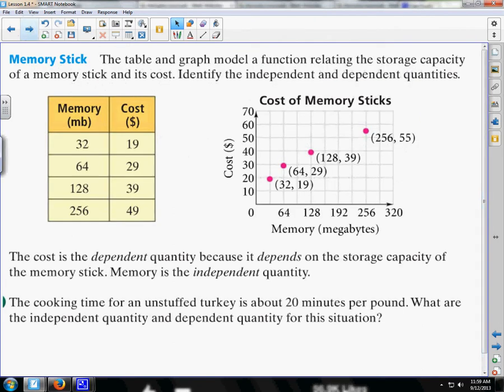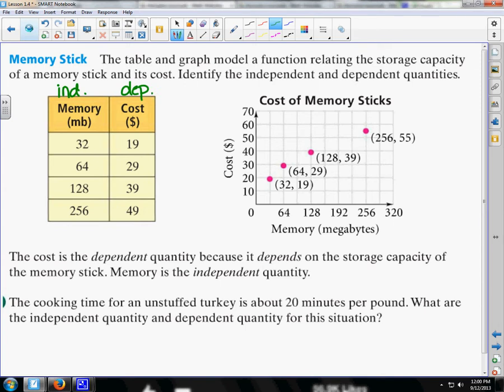All right. The table and graph model a function relating the storage capacity of a memory stick and its cost. Identify the independent and dependent quantities. Now, the cost is the dependent quantity because it depends on the size of the memory stick. And 99% of the time, the independent variable would be here in the X column, and then the dependent is in the Y.